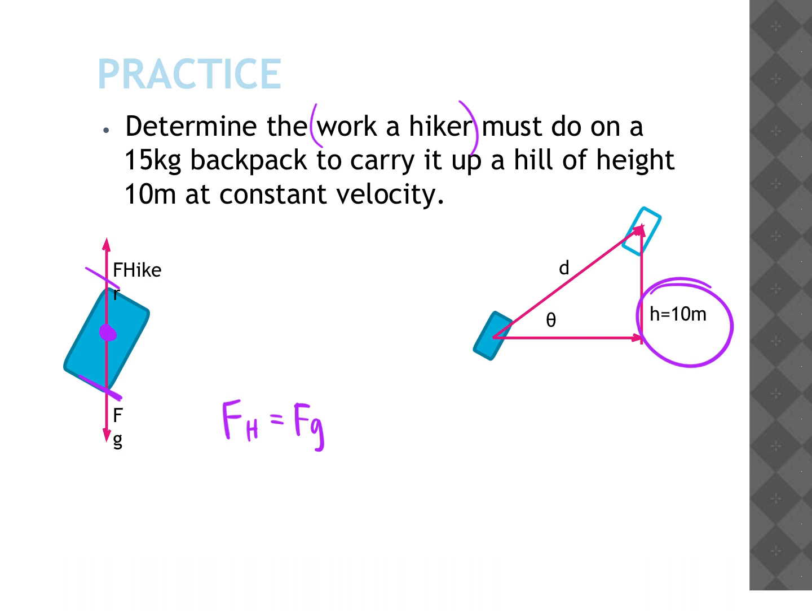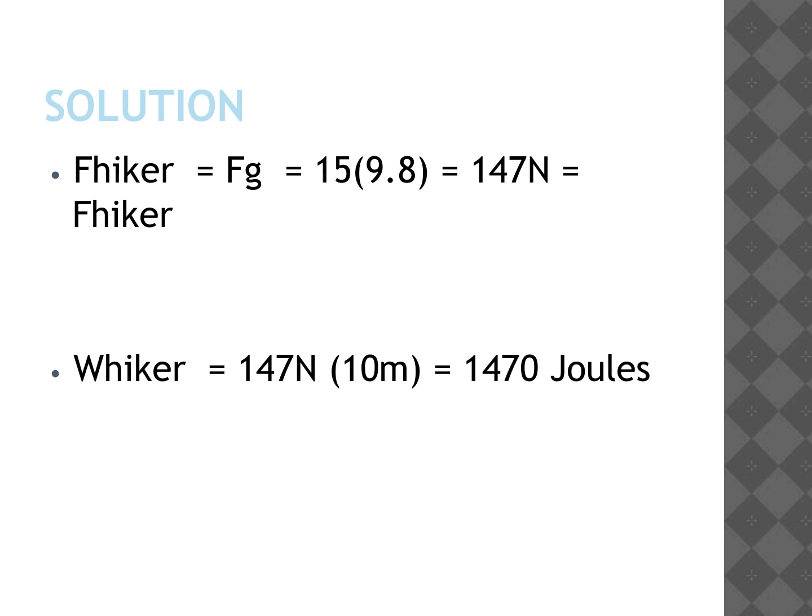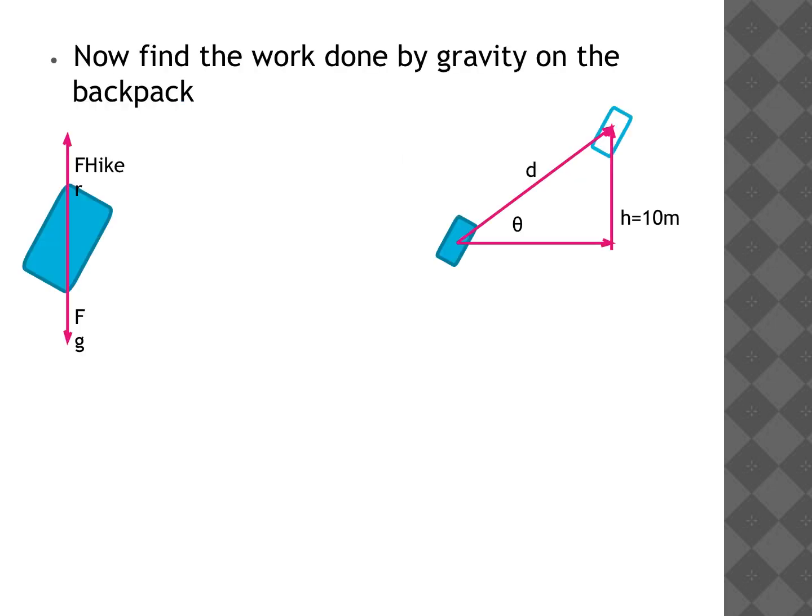If we know the force of the hiker is the same as the force of gravity, we would take 15 times 9.8, and we get 147 times 10 meters, which means 1470 joules. All right, that's how much work is being done just by the hiker over that 10 meters. Okay?